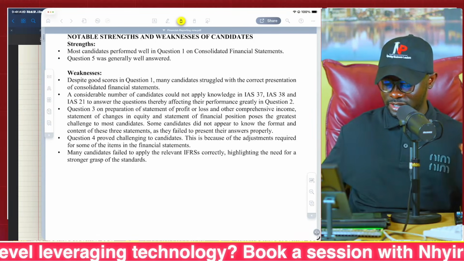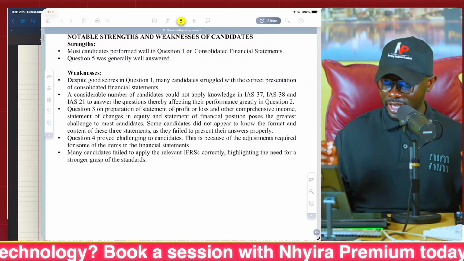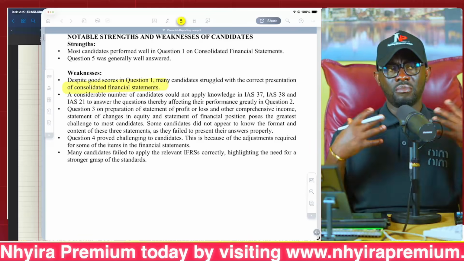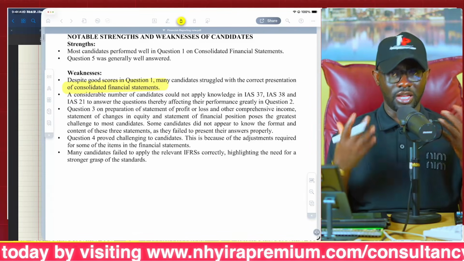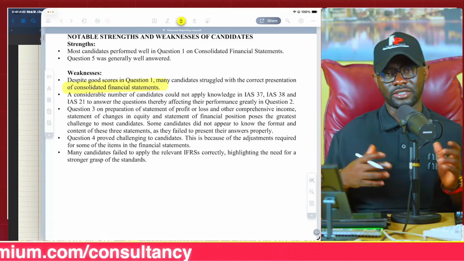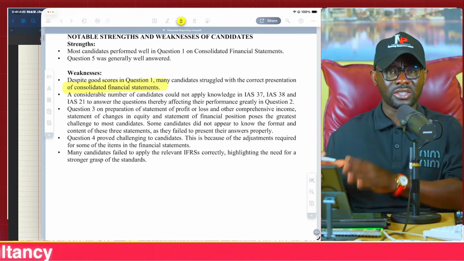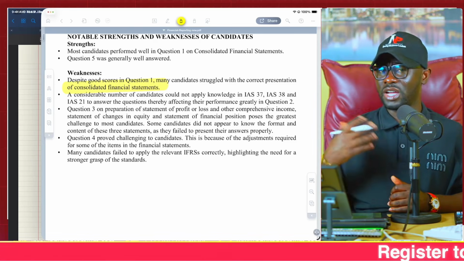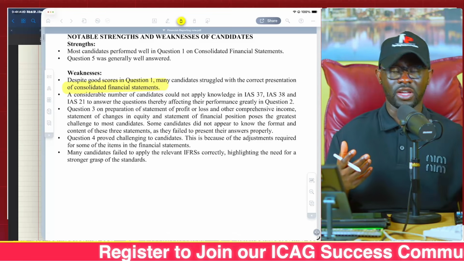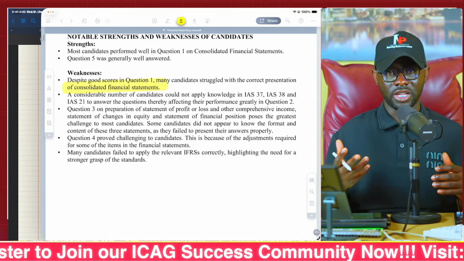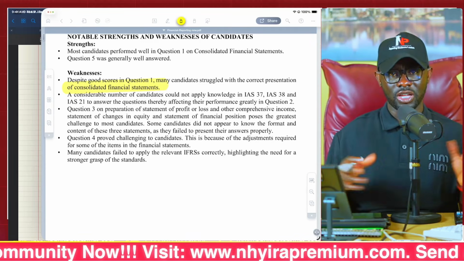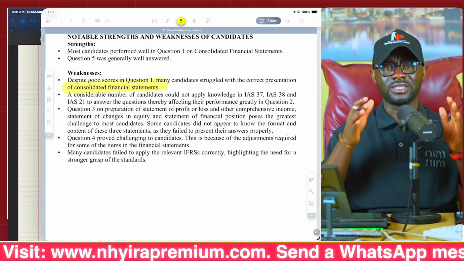First one is that despite the good score in question 1, many candidates struggle with a correct presentation of consolidated financial statements. So presentation of financial statements has been on the lips, if I can put it that way, or in the report of the chief examiner over the previous examination diet. Sometimes it's in question 3, the single entity financial statements. Quite a number of students have problems in presenting the statement of profit or loss, statement of changes in equity, statement of financial position, and also the cash flow statement. And in the November 2025 exam, the chief examiner's concern was on the consolidated financial statements, its presentation.